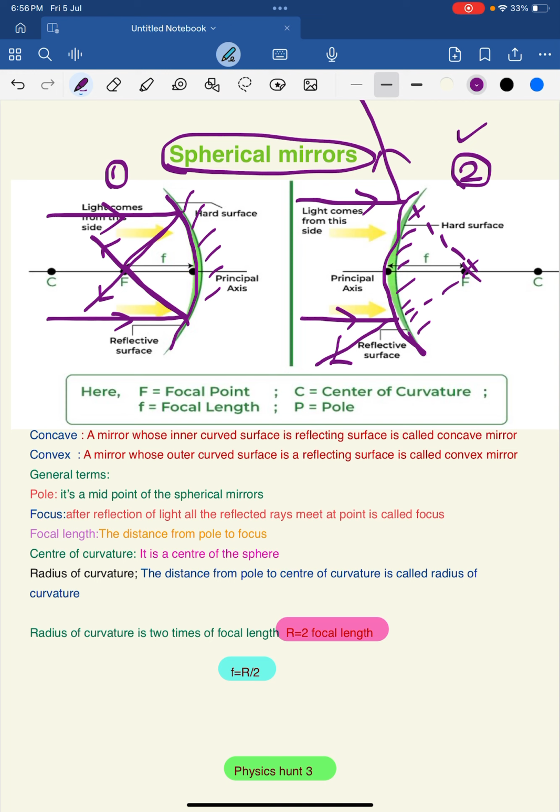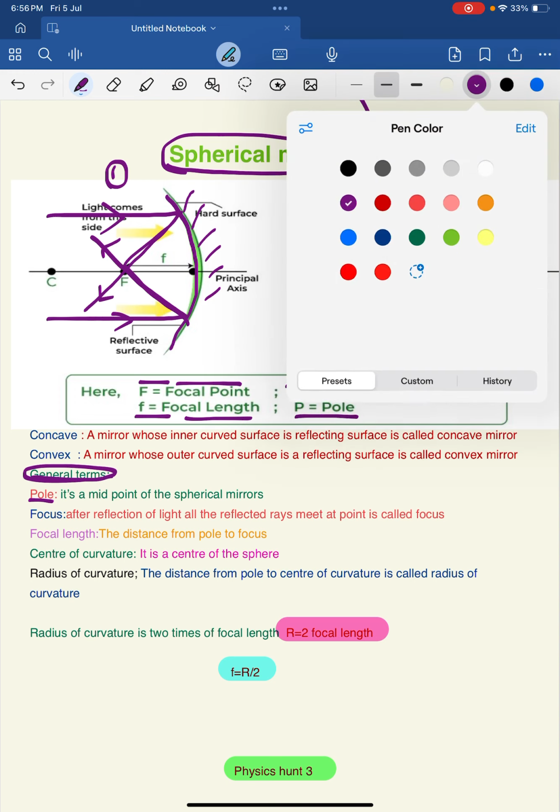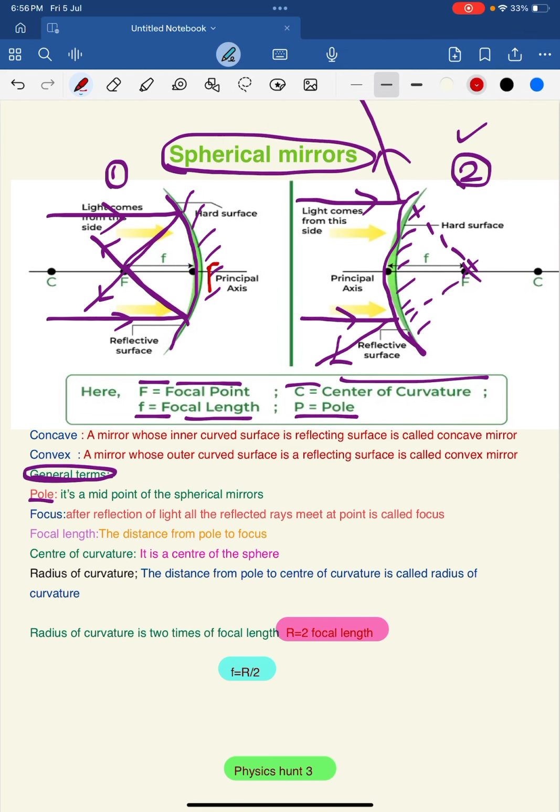So here I mentioned capital F is focal point or focus. Small f means focal length. C is called center of curvature and P is called pole. Okay. Now coming to the general terms. The first one is pole. Now let's see the diagram. In the case of concave mirror, this point is called pole. So we can say that it is the midpoint of the spherical mirror, right? Similarly, in the case of convex mirror also, this point is called the midpoint of the spherical mirror. Okay, so pole is nothing but the midpoint of the spherical mirror.